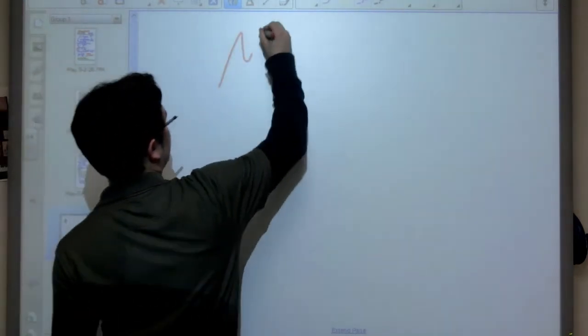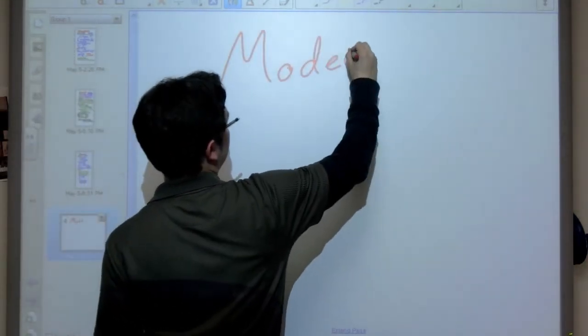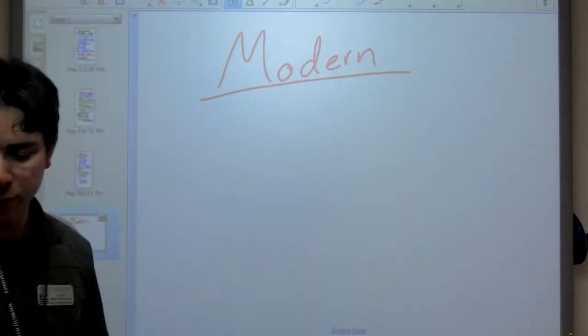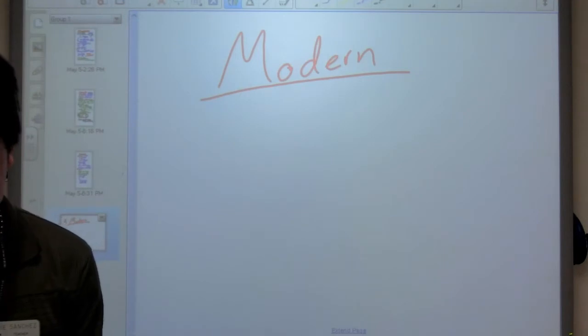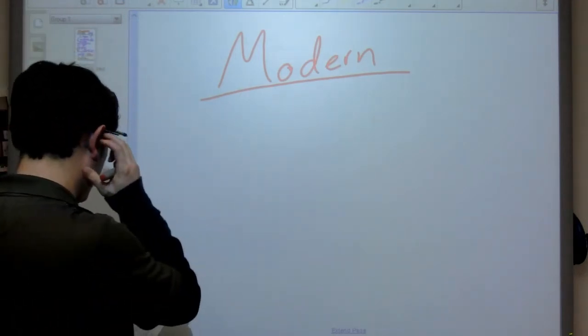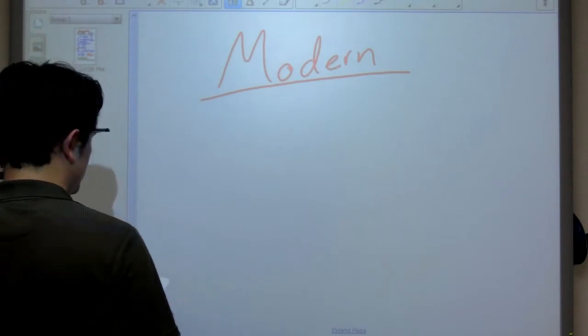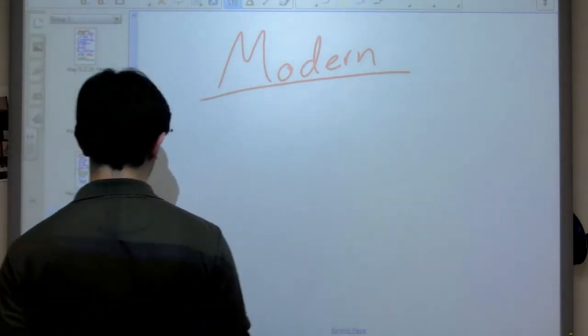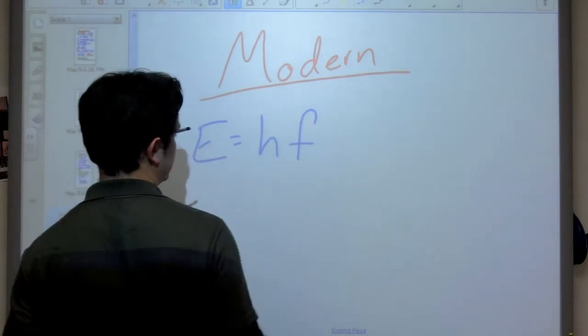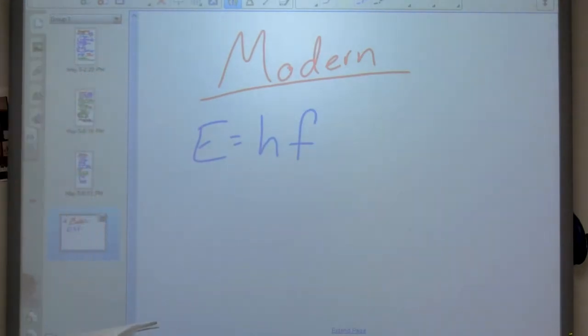Okay, modern. Modern physics. This one's kind of heavy on the conceptual and a bit of some of our equations too. So absolutely important equations for this section are going to be the energy of a photon. Energy of a photon equals Planck's constant times the frequency of the light. A photon is a particle of light.